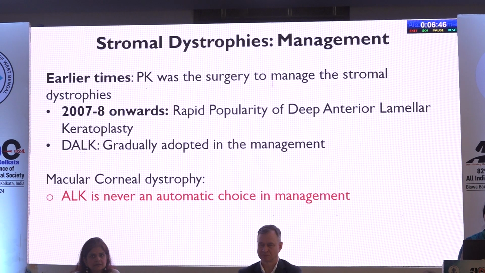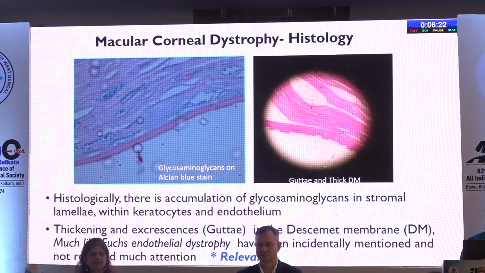So when we look back into the management of dystrophies, in the earlier times PK was the standard practice of management of stromal dystrophies. And in 2007-8, when there was a rapid popularity of DALK surgery, DALK was gradually adopted in the management of macular corneal dystrophy. But over time, we have realized that ALK may not be an automatic choice in macular corneal dystrophy, and we have to have certain considerations when we plan management in these cases.